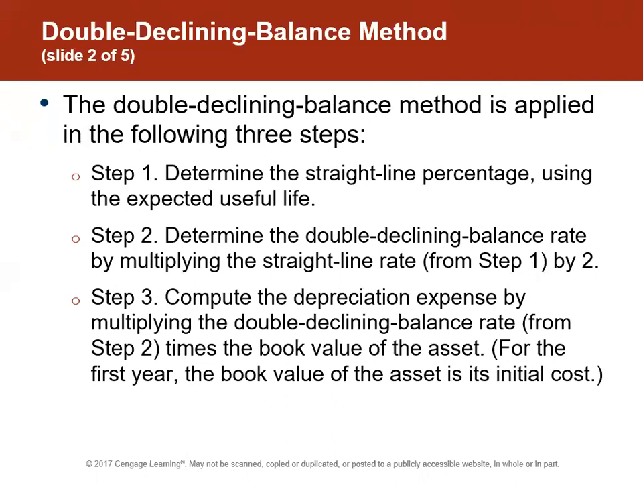That step's pretty easy. So step 1, we take 100% divided by the useful life in years to get the straight line percentage. Step 2, we take that percentage from step 1 and we multiply it by 2. We truly double it. That's pretty easy, right? So if you get 20% here, step 2, it becomes 40%. Okay? That's how much we're going to depreciate it every year. It's pretty high, right? Again, it's double the straight line. And then step 3, we take the book value of the asset and multiply it by that percentage.